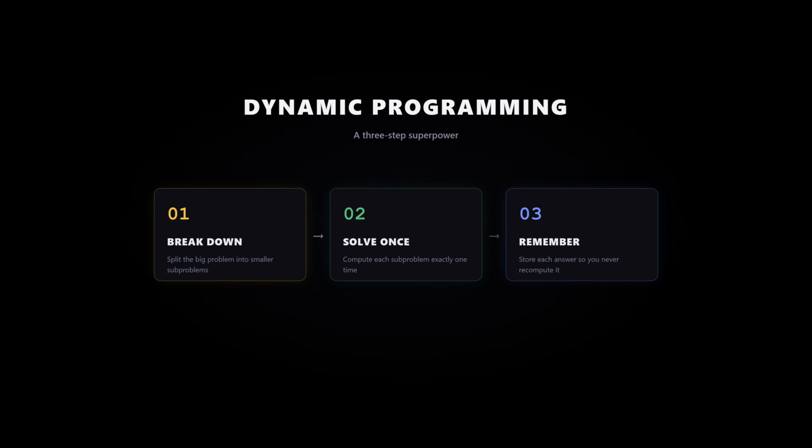Let's skip the textbook definitions for a second. At its core, dynamic programming is just a really clever way to solve big problems. You break the problem down into smaller pieces. You solve each piece exactly once, and then you just remember the answer. That way, you never have to do the same work twice. It's really just 3 steps. Break it down, solve the pieces, remember what you've solved. And honestly, this isn't some crazy exotic technique.